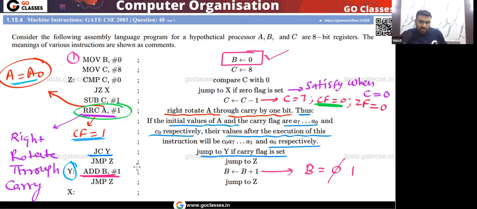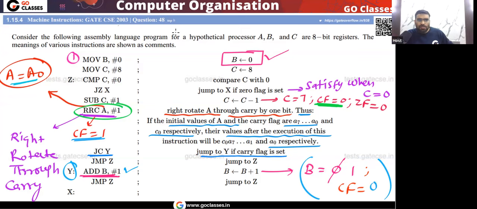Now you tell me one more thing. Because of this addition instruction, will the carry flag be affected or not? What is the new value of the carry flag? It will be affected. It will be 0, because there is no carry.